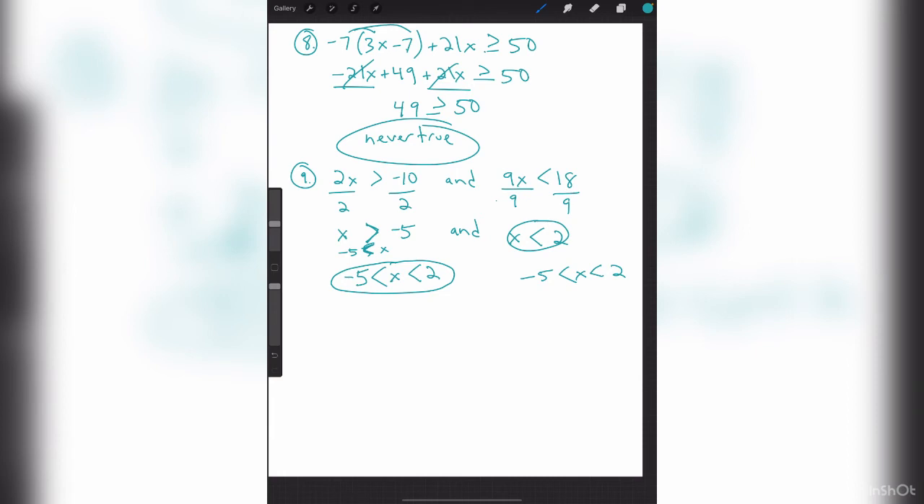1 works as well. If I try putting 1 into the original problem, 2 times 1 is 2. Is 2 greater than negative 10? Yes. And then over here, 1 times 9 is 9. Is 9 less than 18? Yes. So it has to satisfy both of these conditions. That's why there's the "and" there. So both of those logical operators.